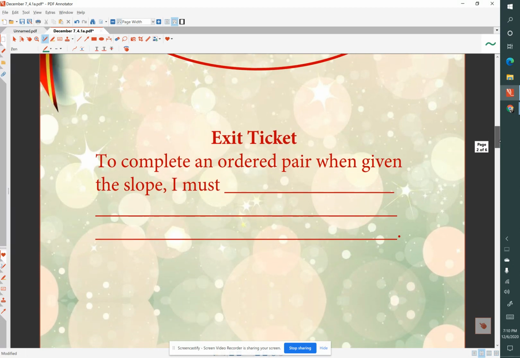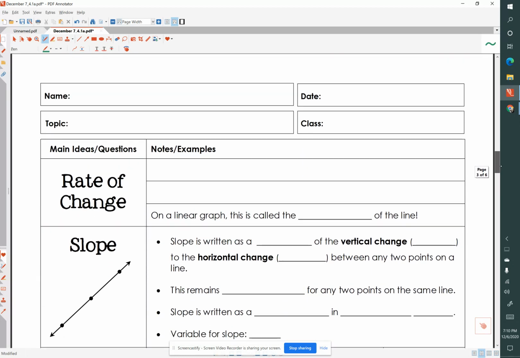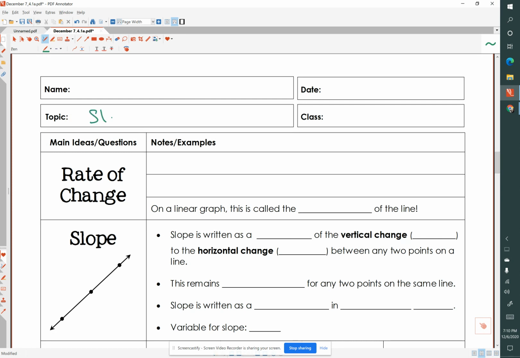And here is our exit ticket. We'll get back to that later. Let's start our unit on slope. So, slope is a rate of change. It is a ratio that shows how one variable changes with respect to the other.